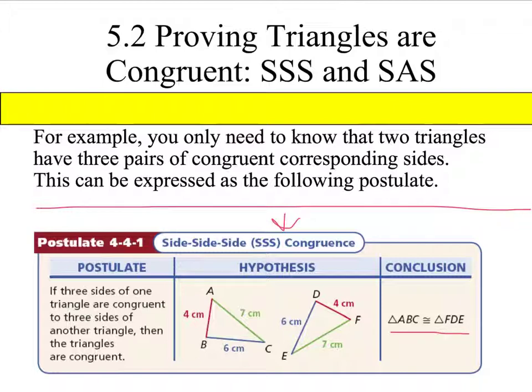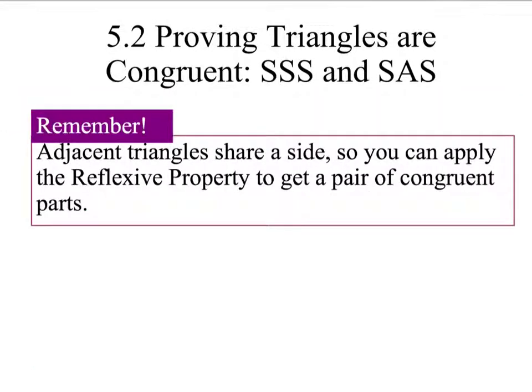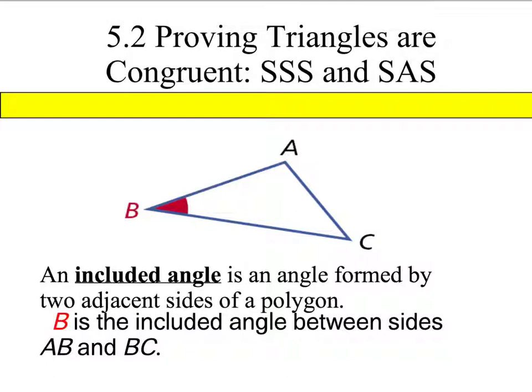You need to be careful. Again, just like 5.1, watch your congruence statements. Make sure that they are properly ordered so that you're properly identifying the sides that are congruent to each side and angles that are congruent to each angle. It says adjacent triangles share a side, so you can apply the reflexive property to get a pair of congruent parts. An included angle is an angle formed by two adjacent sides of a polygon. Angle B is the included angle between sides AB and BC.